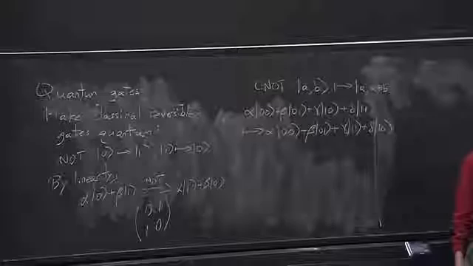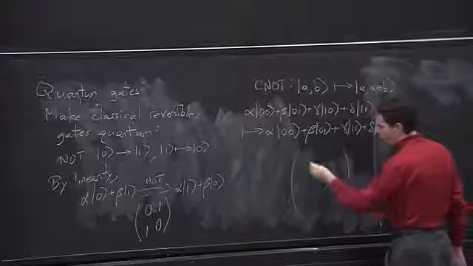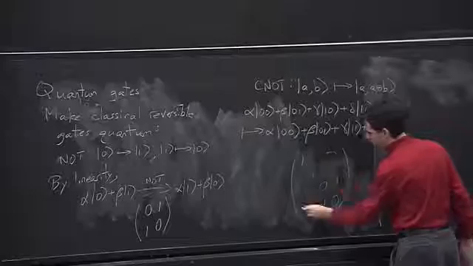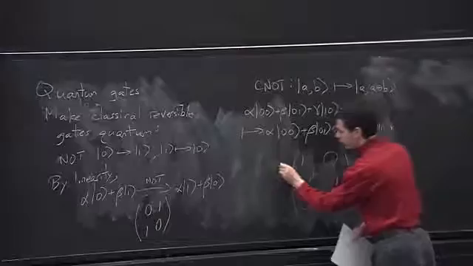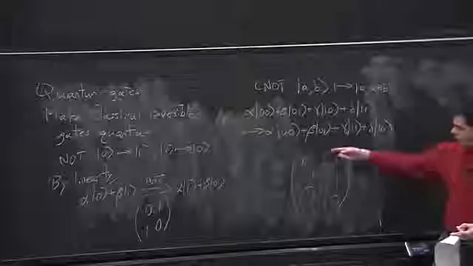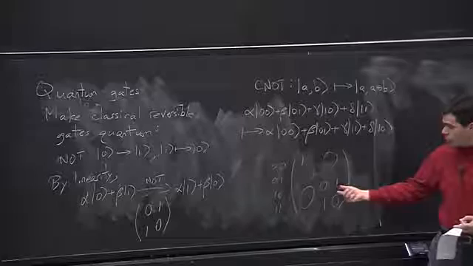And then C-NOT is a 4x4 matrix, and it looks like this, with zeros elsewhere. Okay? You can see that this encapsulates what happens to the basis states. If you have the basis states 00, 01, 10, 11, and similarly the other axis. So 00 and 01 get mapped to themselves, and 10 and 11 get flipped.